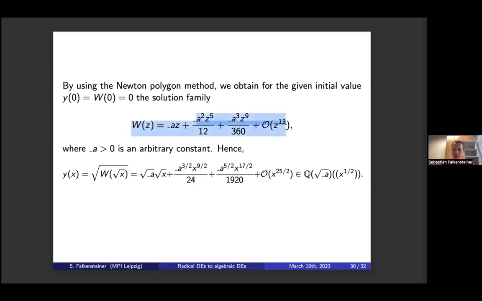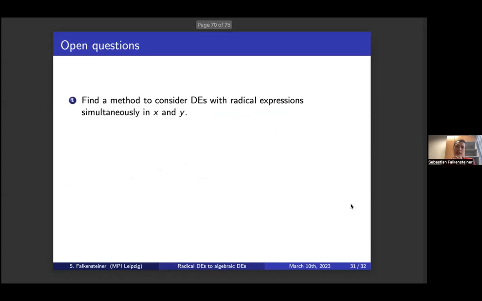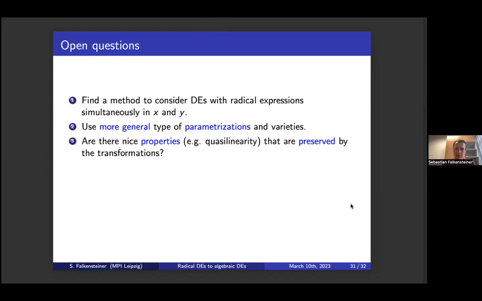Okay, and here from this solution of the algebraic differential equation, we can easily move back to the solutions of the Thomas Fermi equation. Okay. There are several open questions with radical algebraic equations and parametrization, but also on the differential side. And here I list a few.